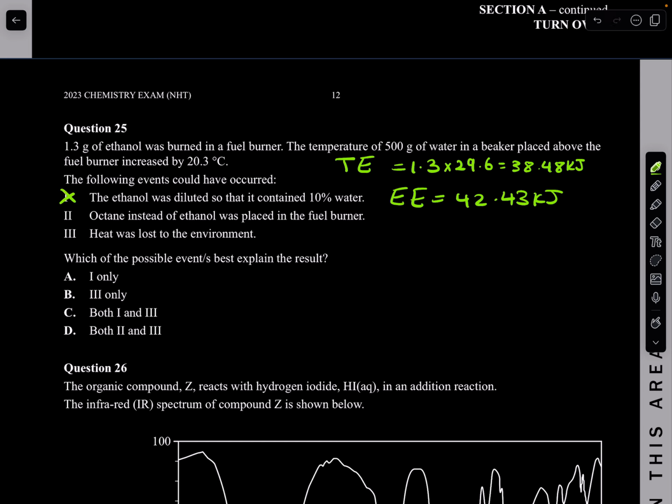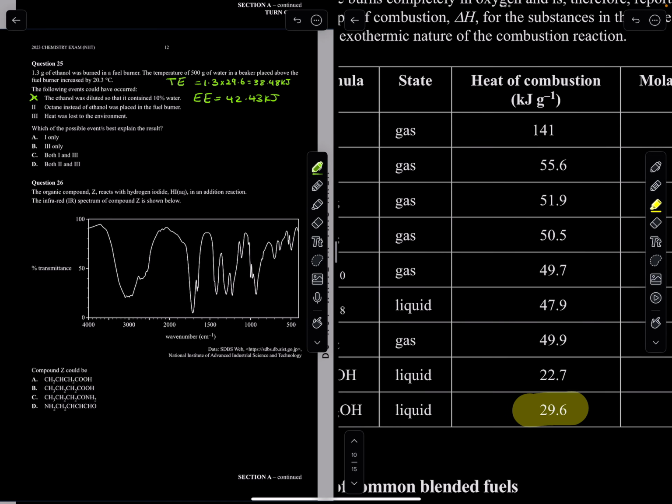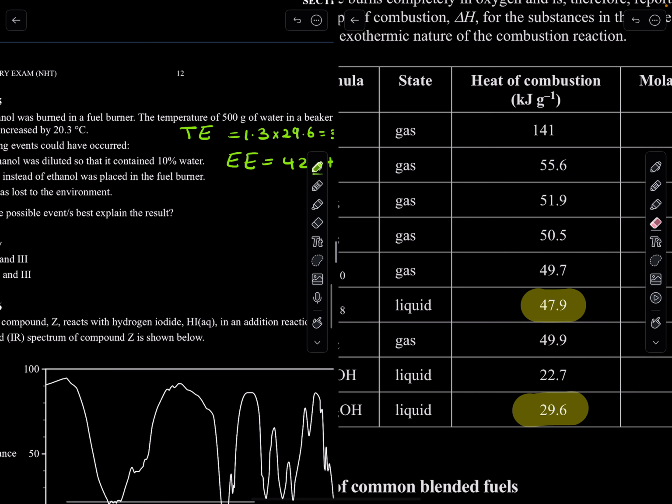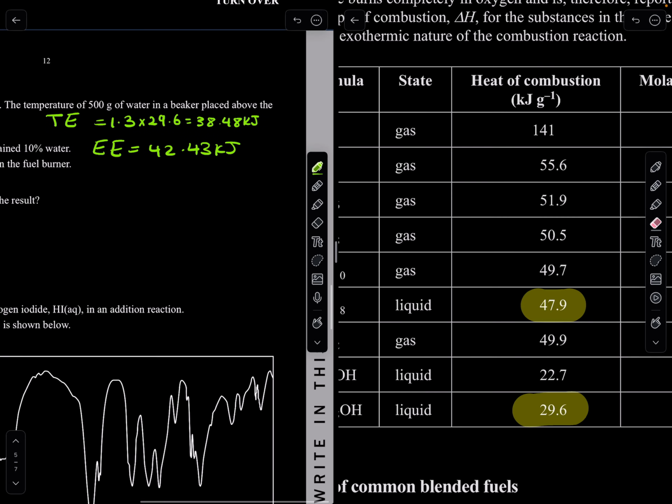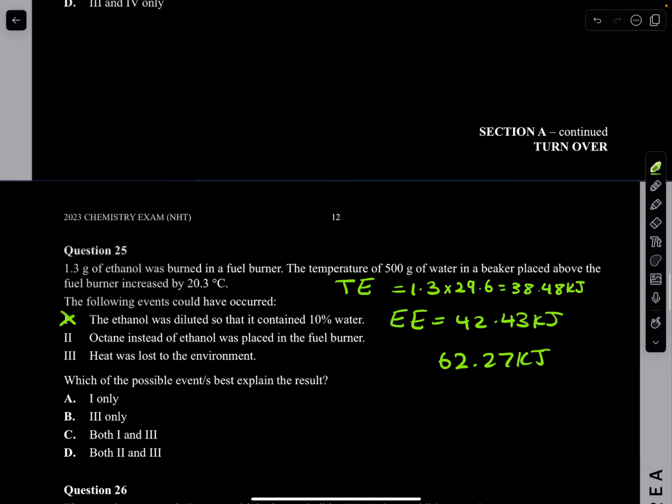2, octane instead of ethanol was placed in the fuel burner. Could be. Let's check if octane actually has a higher energy value, because if it does, he could have messed up by putting octane, not ethanol. Well, octane, yeah, you can see that octane actually has 47.9. It's actually higher. So if you did use octane, it's 1.3 times 47.9, so you would have released 62.27 kilojoules. Yeah, very, very high. Absolutely, so they could have messed up by putting octane.